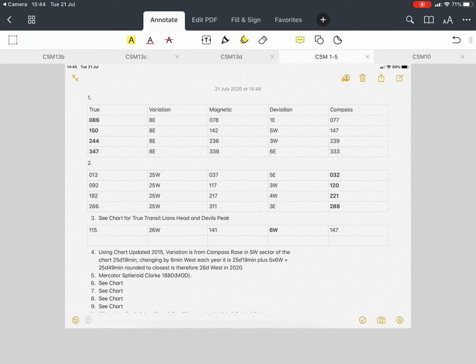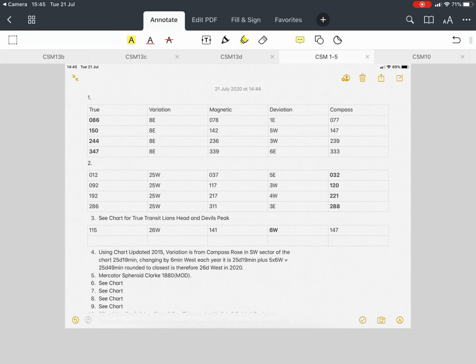Question 4, if you have a look at the compass rose in the southwest sector of the chart, on my chart it was 2015, it said the variation was 25 degrees 19 minutes west, changing by 6 minutes west each year, and that gives us a rounded variation of 26 degrees west in 2020. Okay, then question 5, if you have a look under the scale part of the chart, it says there a projection being a Mercator projection, and just below it the chart datum's Hayford Clarke 1880 mod.